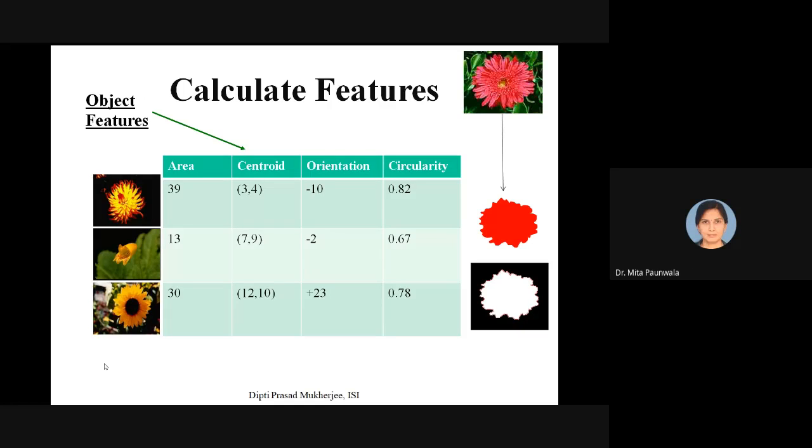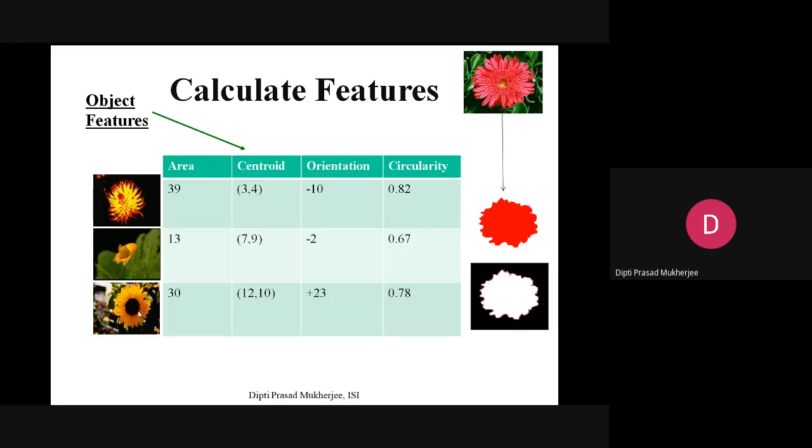Segmentation is the first step. Segmentation of what? Of the sample images given. So these three sample images, right? Let's call them flower 1, flower 2, flower 3. And then you segment them. And then you find out all the features of flower 1, flower 2, flower 3.